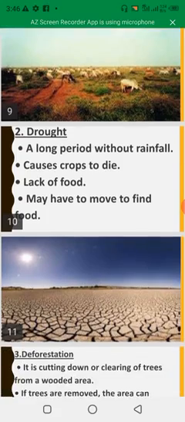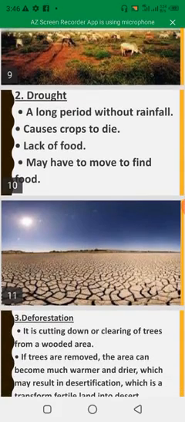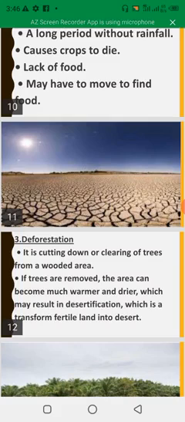Number 2 is drought. Drought is a long period without rainfall, which will make crops die and cause lack of food, and people will be running around to get food. You can see what is called the cause of drought. The land, the soil is cracking because there's no water there.